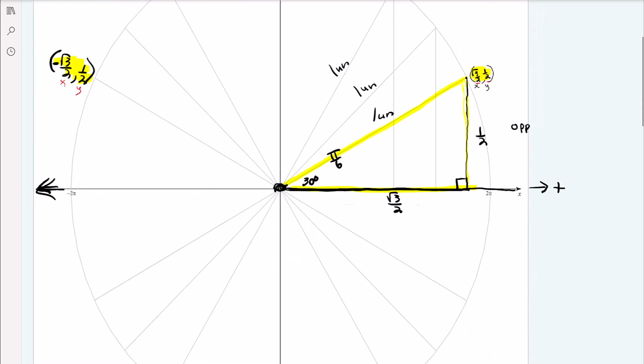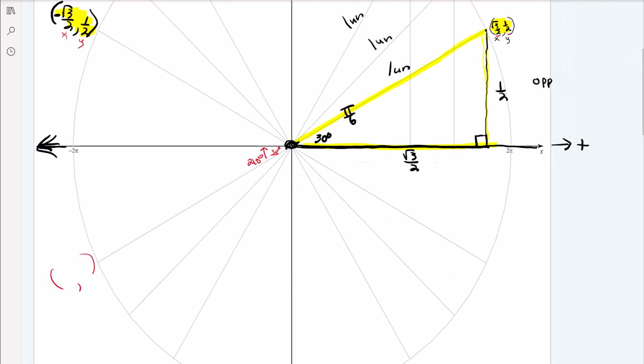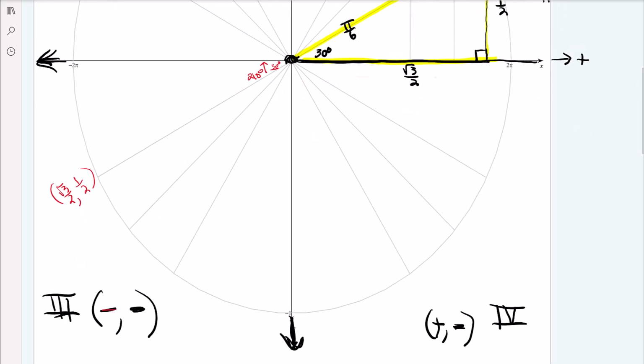In the third quadrant, this is a 30-degree angle. It happens to be a total of 210, but it's 30 degrees from that axis. So 30 degrees away, the x value is √3/2 and the y value is 1/2. But in the third quadrant, because we're going left and down, those are both going to be negative.